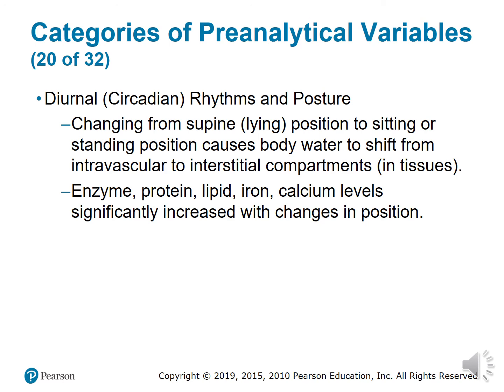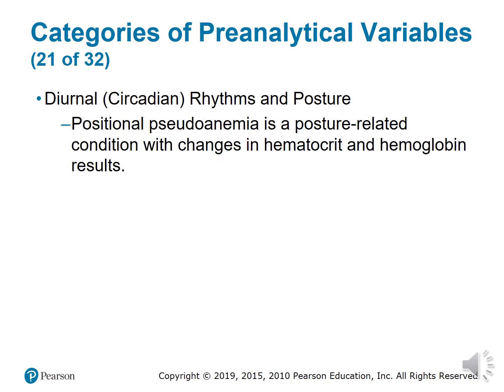And notice how the position can have an effect on your levels also. That is important. Positional pseudoanemia is a posture-related condition which causes changes in hematocrit and hemoglobin results.